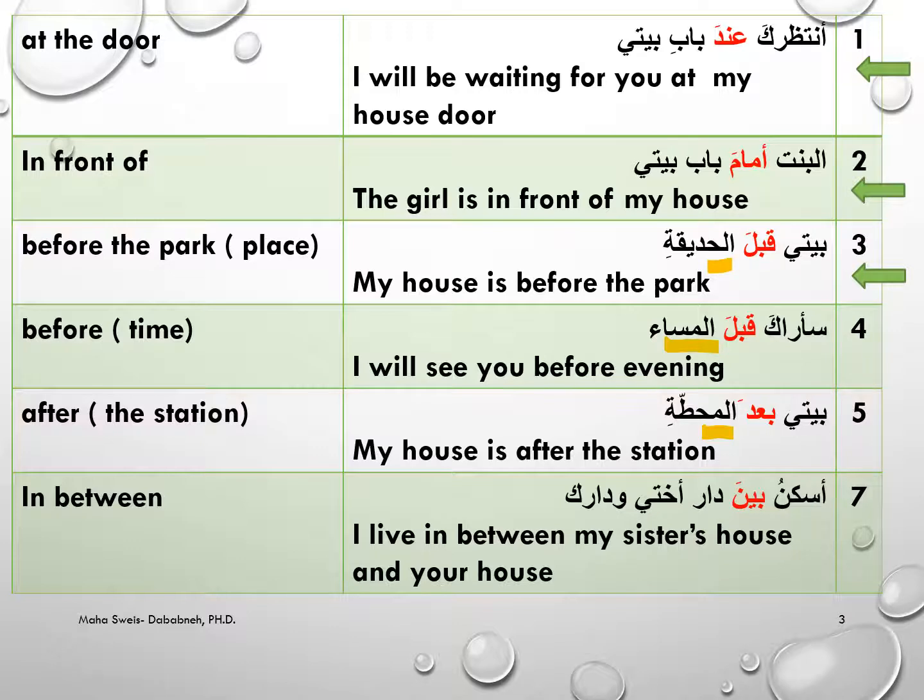Let's go over number 3. بيتي قبل الحديقة. So you pronounce them together. Don't say it separately. The correct way to pronounce number 3, بيتي قبل الحديقة. سأراك قبل المساء. Put them together. بيتي بعد المحطة. Anytime there is alif lam following prepositions, read them together.